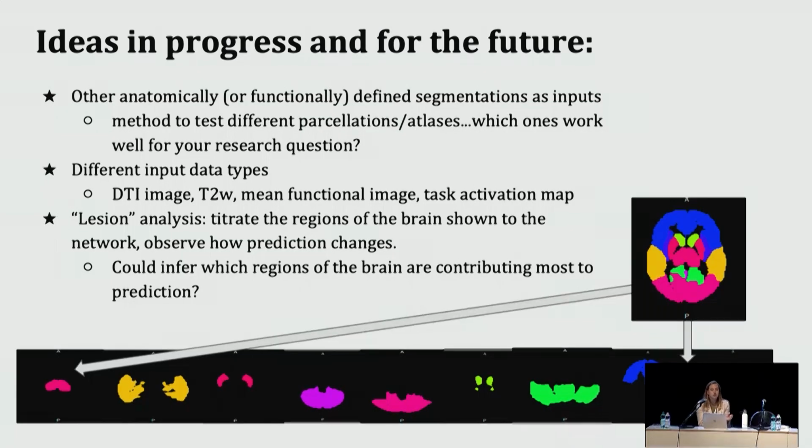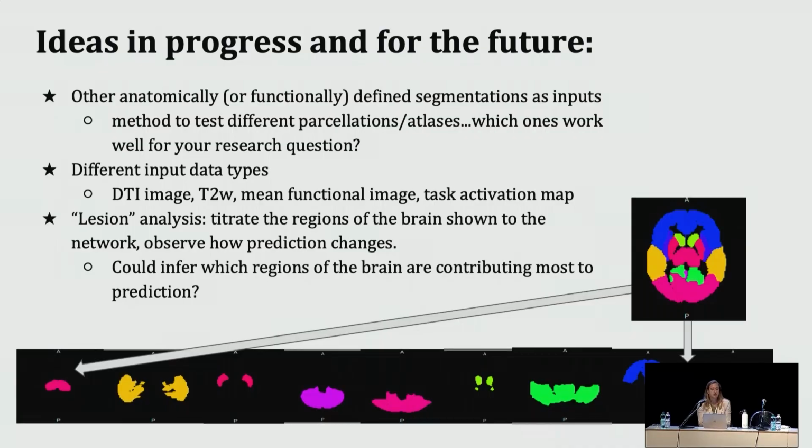I also mentioned the idea of lesion analyses here. Maybe if you do want to use a functional atlas that has something like 200 ROIs, you could test just using a portion of them and then look at how your prediction performance changes. So I think that could also be interesting.